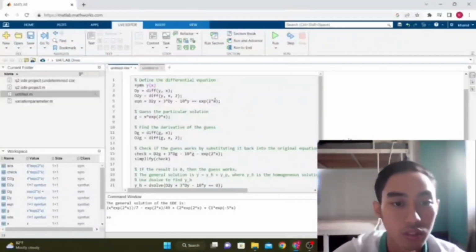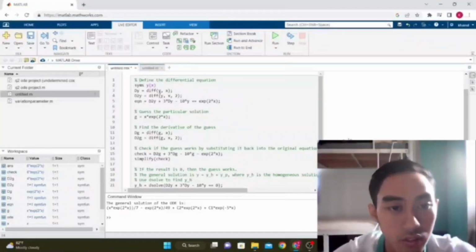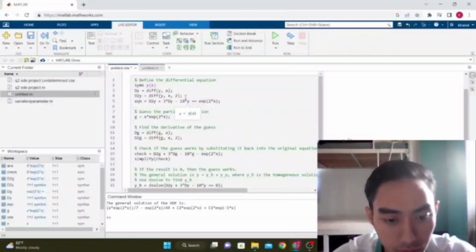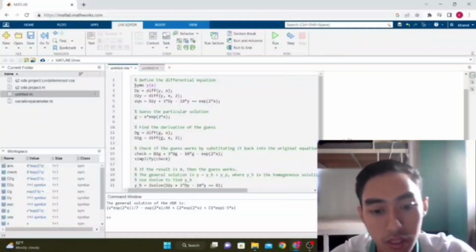So the first one is to define the differential equation. For this one, this is a symbolic function. It's defined using the sym function.